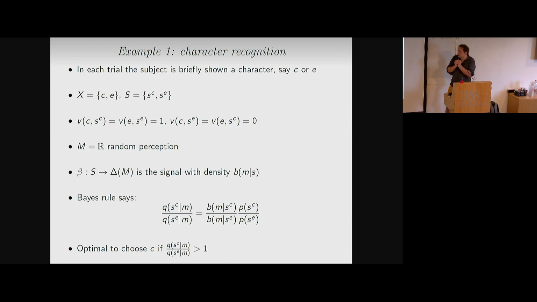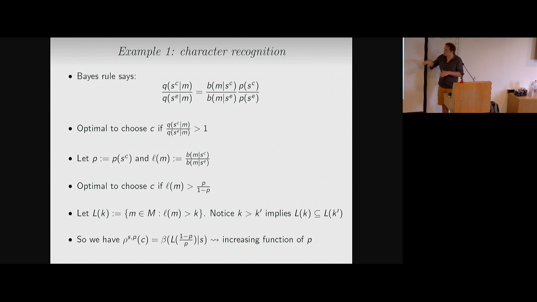So what's their posterior belief? They enter the world with some prior over C versus E. The posterior is now the prior ratio multiplied by the likelihood ratio. And if this is indeed their utility function, they're going to optimally say C if their posterior likelihood ratio is higher than 1. Okay? They're more convinced it's C rather than E. So that's pretty simple.